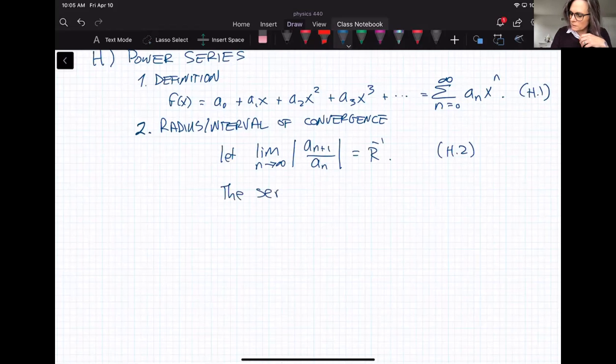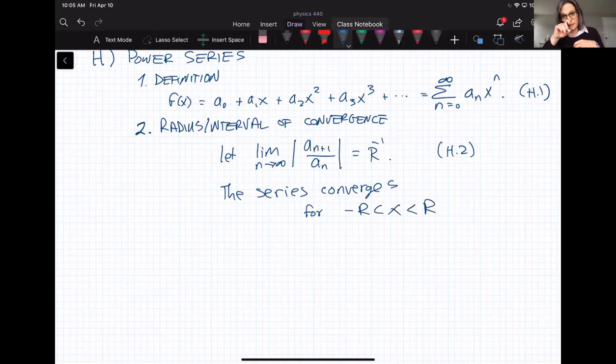Then the series converges for x between minus r and r. Now, that defines the region. If we want to know whether the power series converges on the endpoints, we have to test those separately.